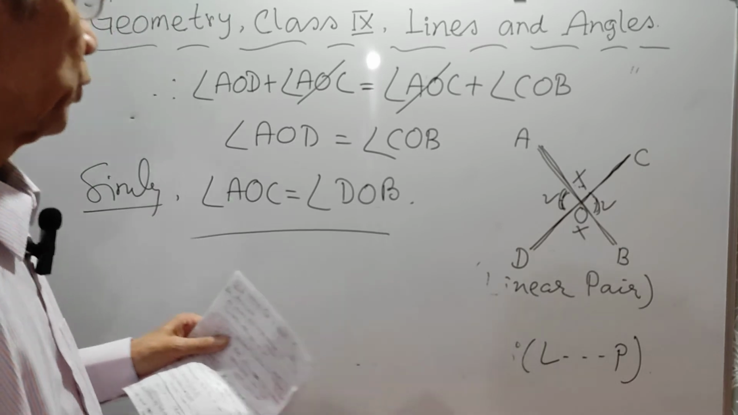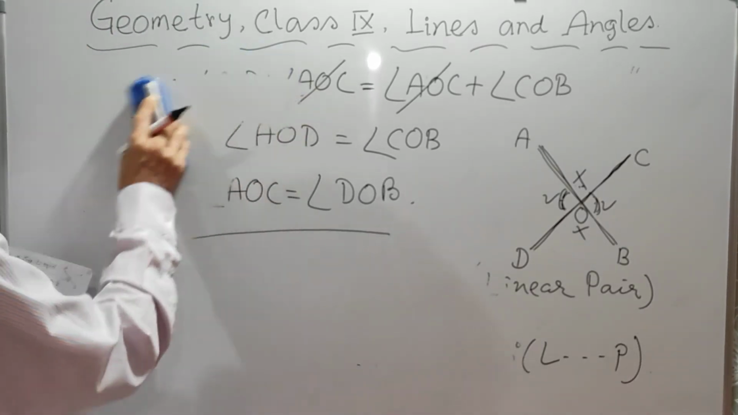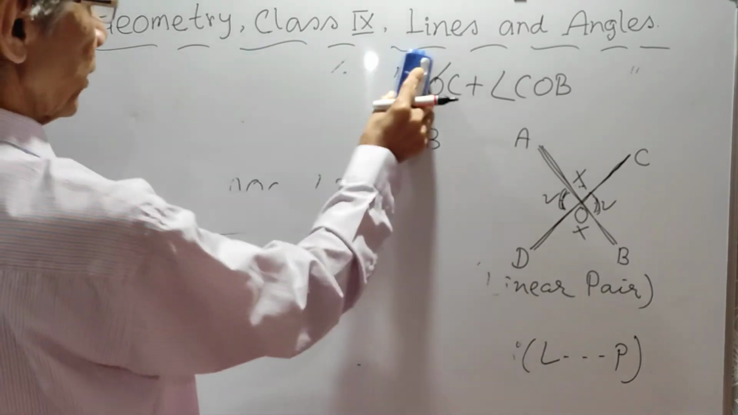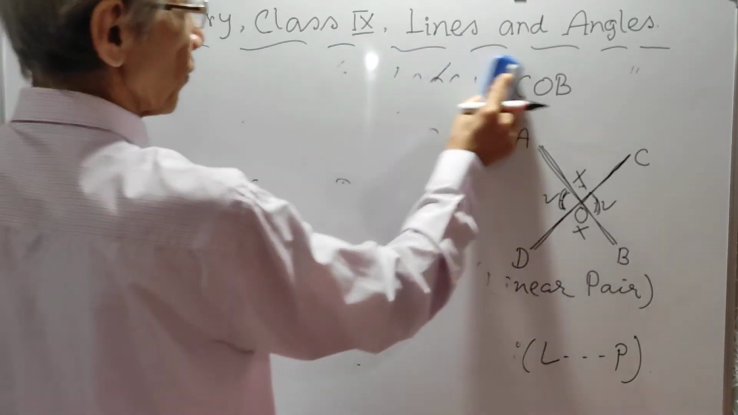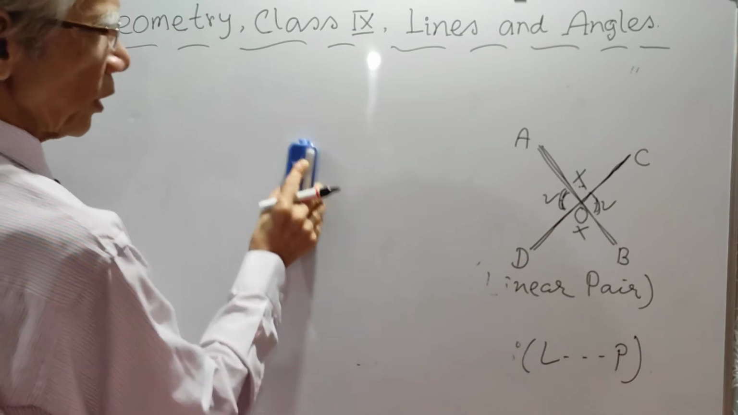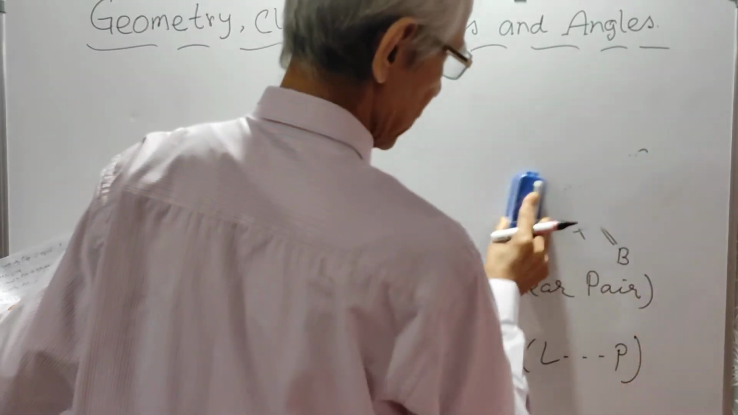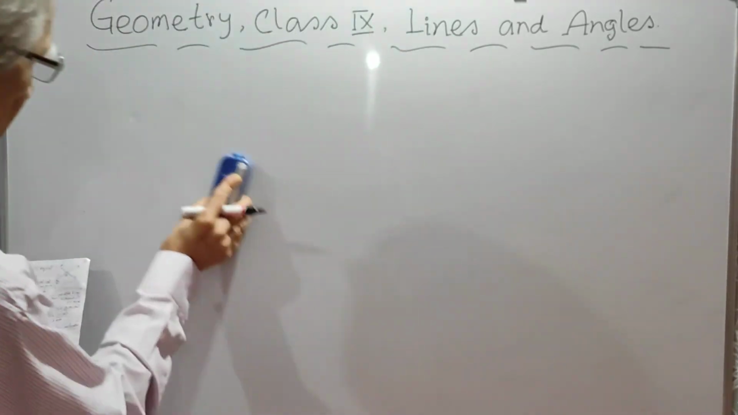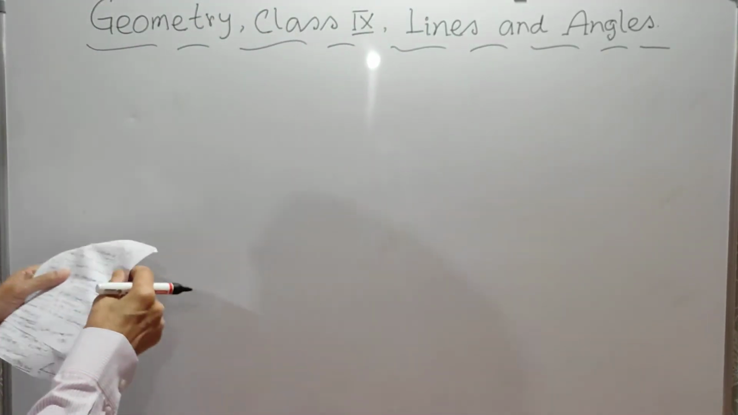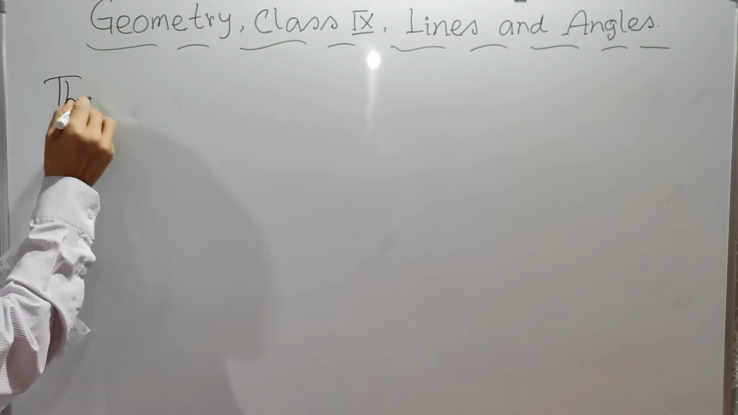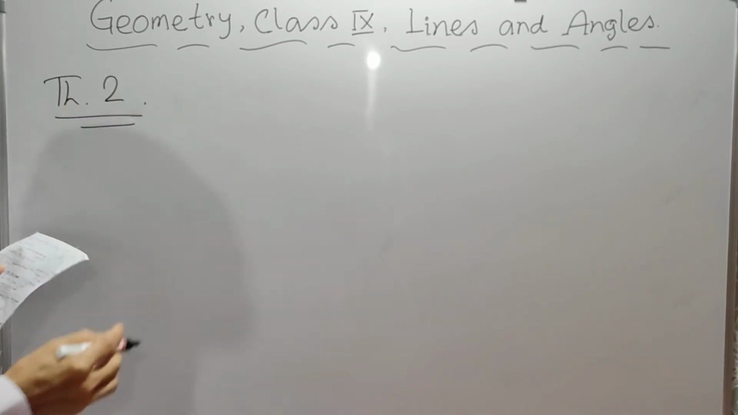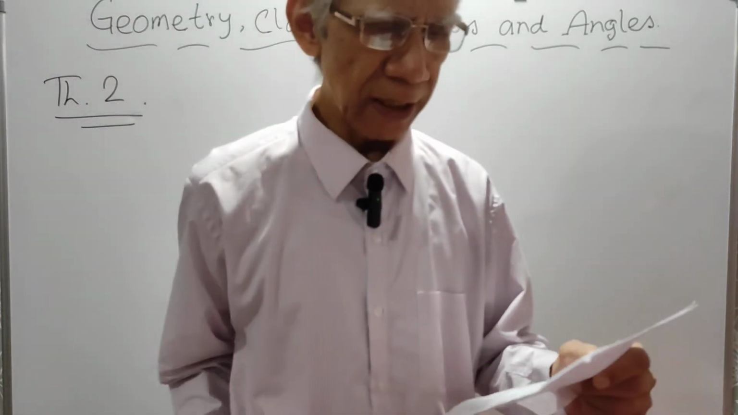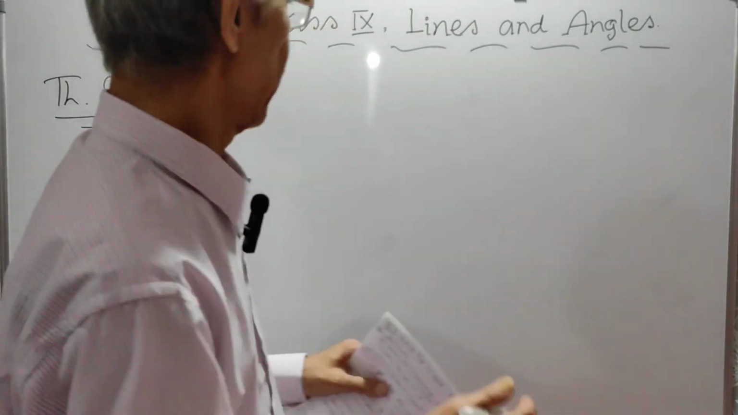Now let us see theorem 2. As I told you, there are 8 theorems in this chapter, class 9. Let us see how much you can do today. Theorem 2 says, if a transversal intersects two parallel lines, alternate angles are equal.